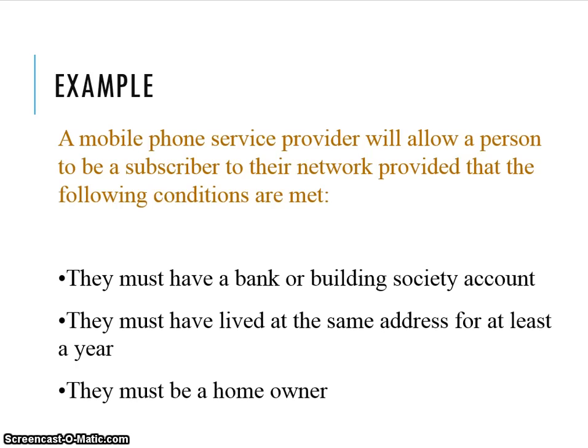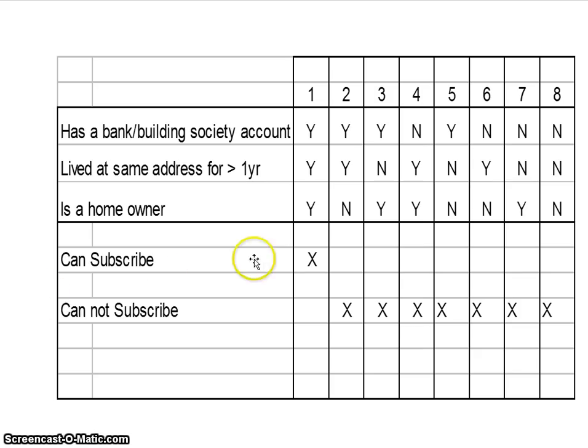Now going back to the example, it says that all the following conditions must be met. So therefore the only way they can subscribe is if all of them are yeses, and it's easy to see that the rest cannot subscribe. So they are the 2 actions. We could quite easily model that as an if statement.